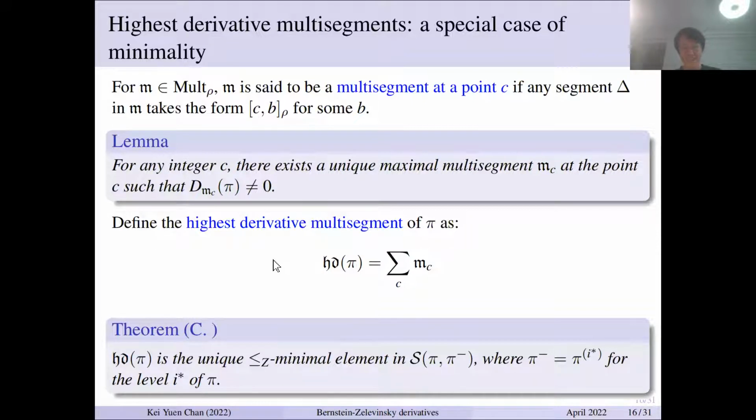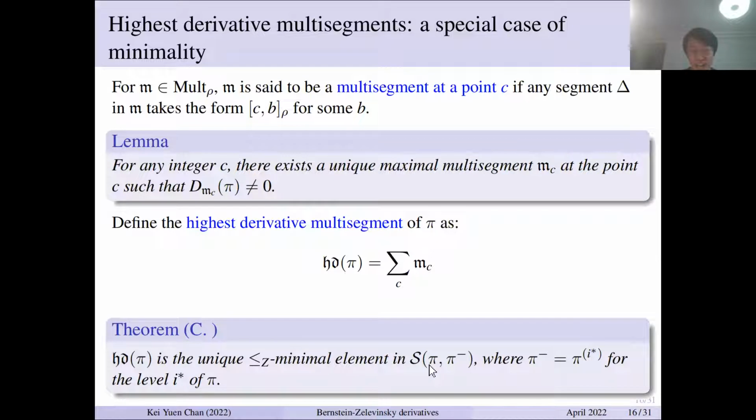And the highest derivative multisegment is defined as follows. You union all the multisegments at the one point, but there is only finitely many non-empty. So basically, if you sum up all the things, you still get only a finite number of segments. Okay, so then this will give you the description. The highest derivative multisegment gives you the description of the minimal element in this special case.